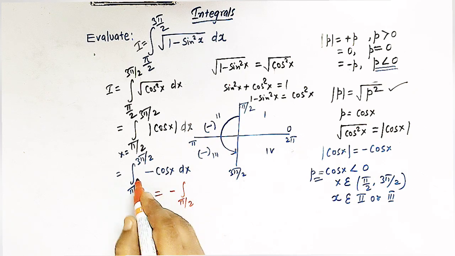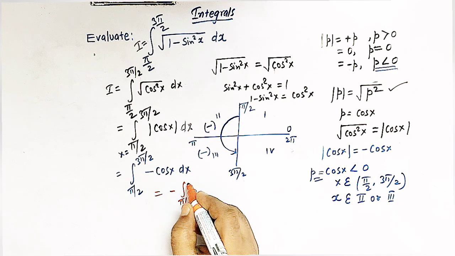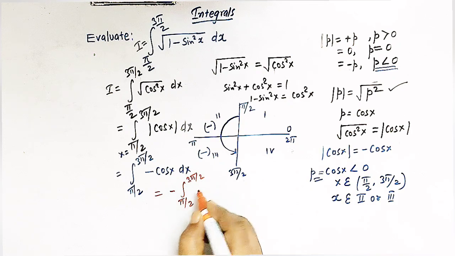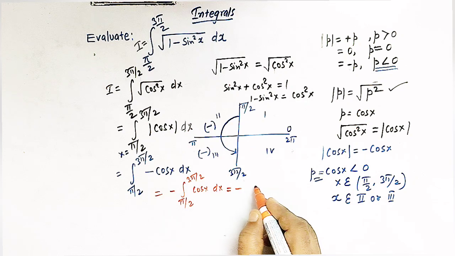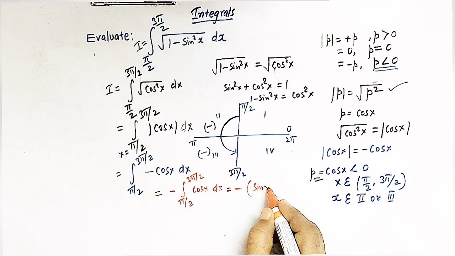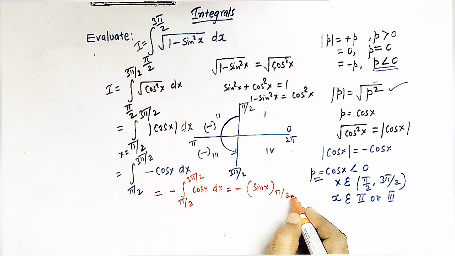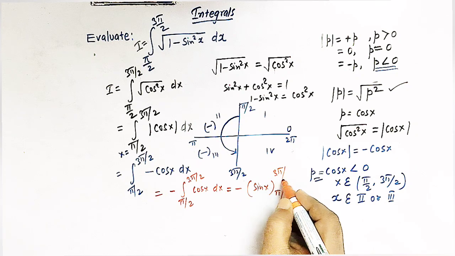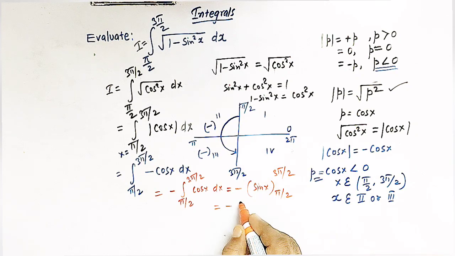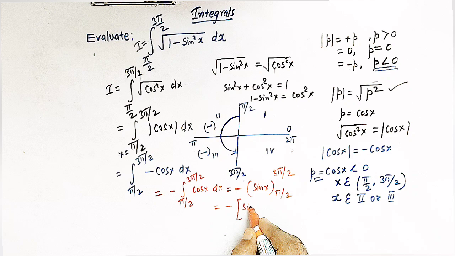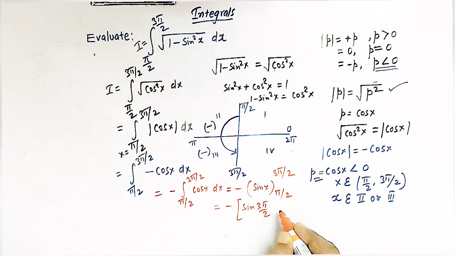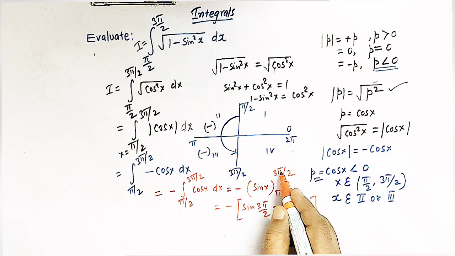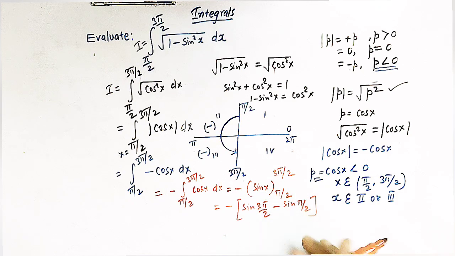We can take negative sign outside the integral sign. Here we have the limits pi by 2 to 3 pi by 2 and we have cos x dx. Now the integral of cosine x is sine x, and the limits of integration are from pi by 2 to 3 pi by 2. And here we first take 3 pi by 2. So here we have sine 3 pi by 2 minus sine pi by 2. So substituting the limits and taking the difference.